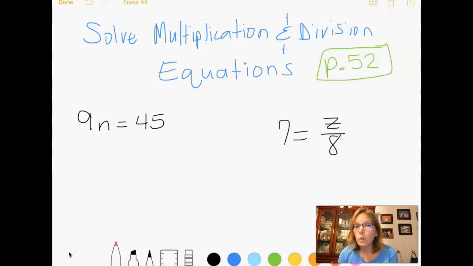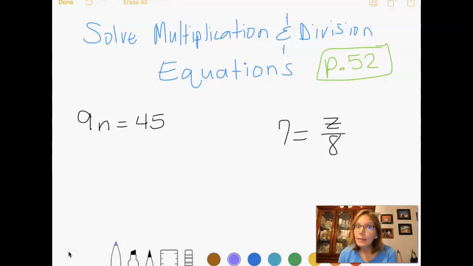So remember, look at what's happening to the variable and do the opposite. In the first problem, I have 9 times n. In the second problem, I have z divided by 8. Yes, that's my z, because if I don't cross it, it looks like a 2, because I write sloppy. So that's a z, okay? So look at what's happening with the variable, do the opposite. Okay, pause the video, and then I'm going to solve this for you.